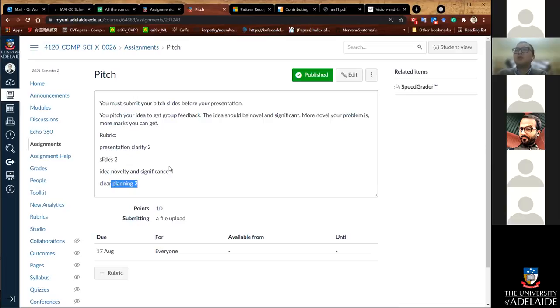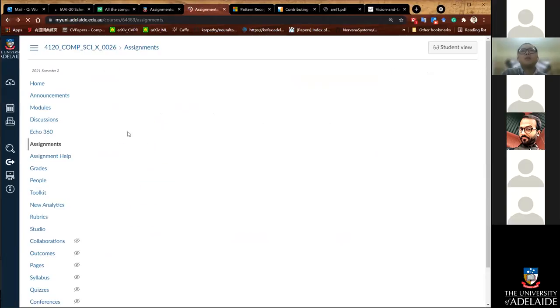Because in the pitch, you need to give us a roadmap. Like in the next 2 weeks, I will find the data, like what's the target website I will be looking at to try to find the data, and maybe what kind of method I can use, right? So you give us a roadmap. So it's called clear planning. So this is 10 marks for the pitch.